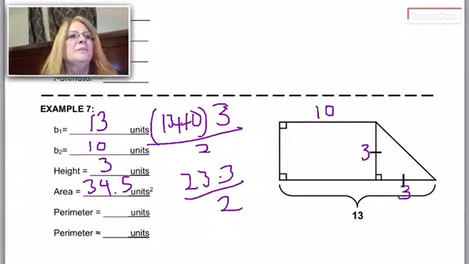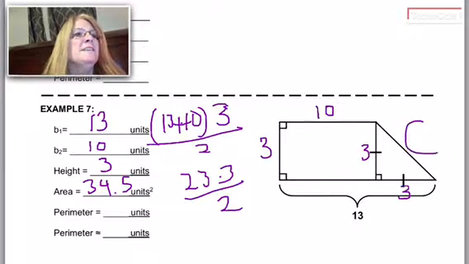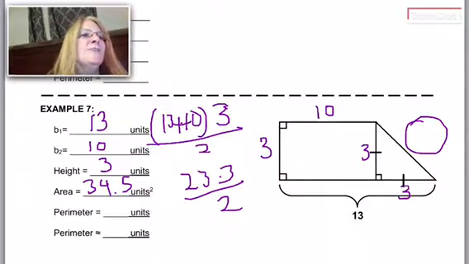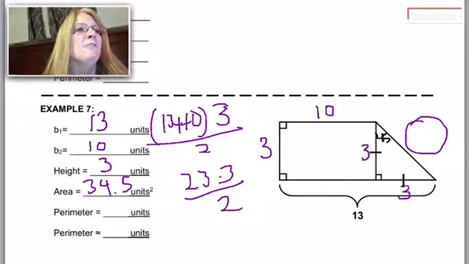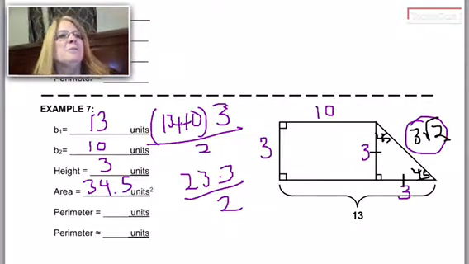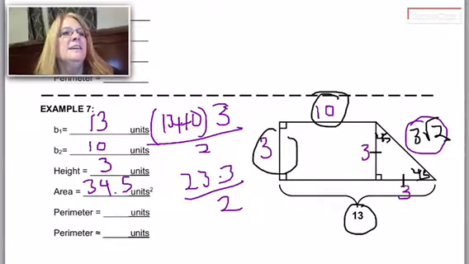Now the perimeter, so you have to add up going all the way around. So this is also 3. The measurement we need is this one right here. And so what kind of triangle? Hopefully you recognize this is a right triangle that's isosceles, which makes it a 45, 45, 90. So that means this would be 3 square root of 2. So for the perimeter, you add up 10, 3, and 13, and you get 26.